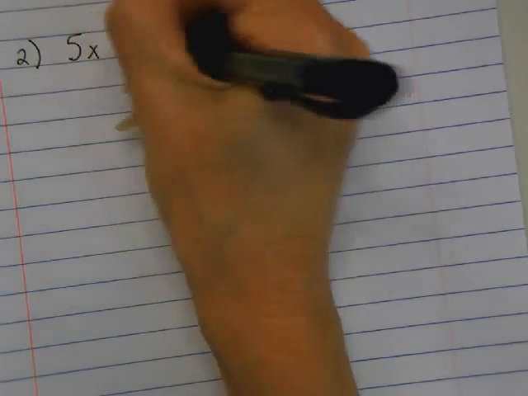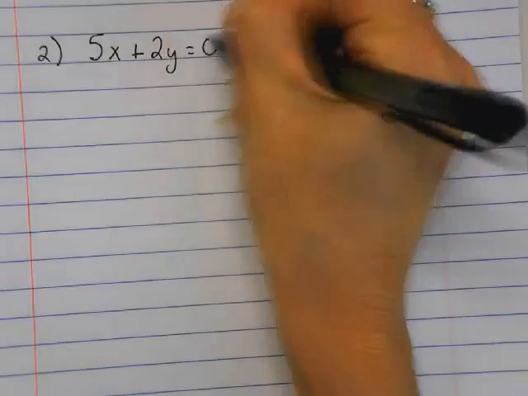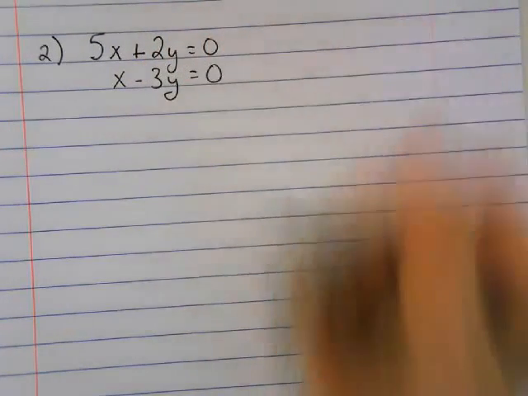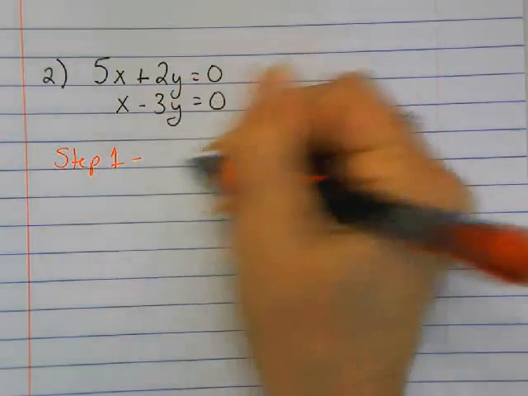Alright, let's go ahead and practice. Let's do a second one. If I have 5x plus 2y equals 0, and x minus 3y equals 0. Now, you don't have to label your steps. If it helps you, you can. Alright, so step 1, isolate.